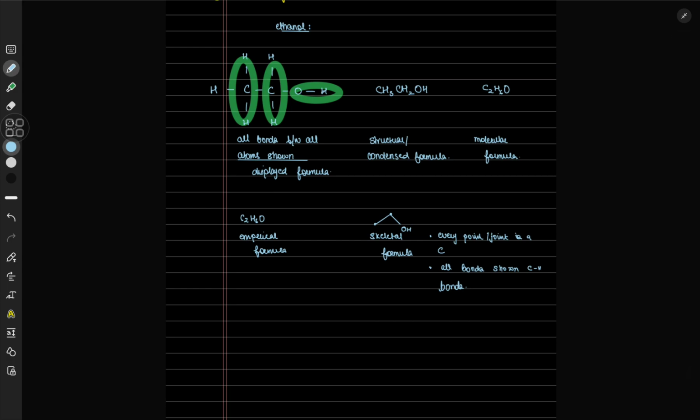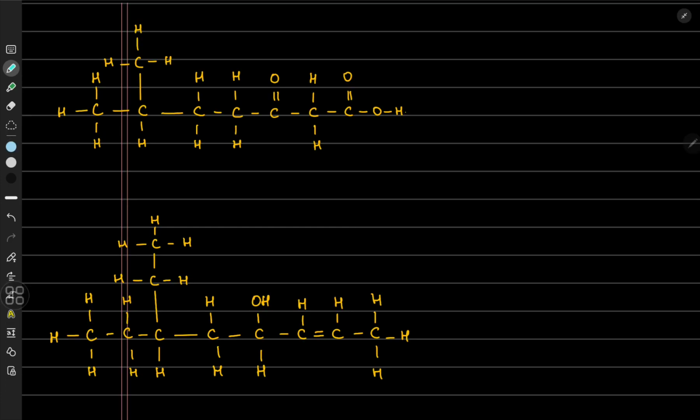Now since we know how to draw these, I'll give you a compound. Try pausing the video and try doing it, and I'll give you the displayed formula. Try drawing the condensed formula, the empirical formula, the molecular formula, and the skeletal formula. So here we go with the first compound. So here you go. These are your first 2 compounds. Try doing them.